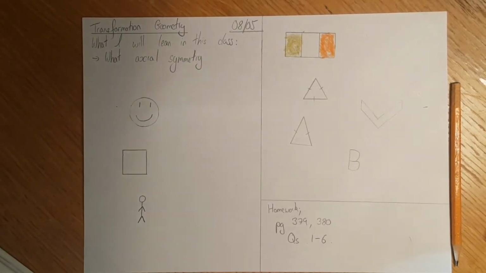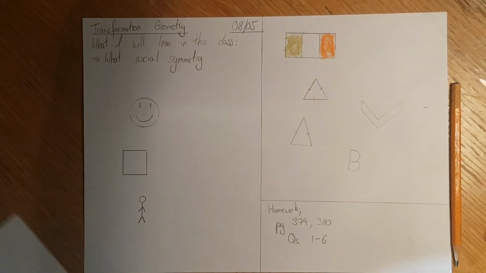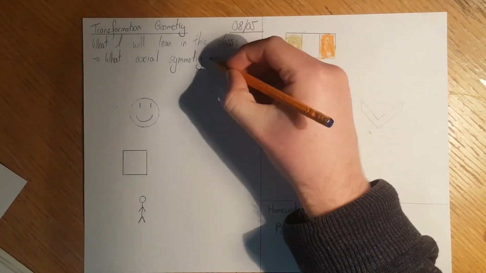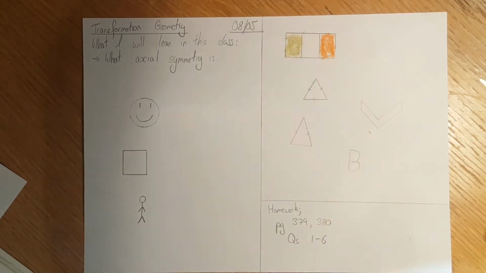Back at you with another one of these transformation geometry classes. Today what we're going to be looking at is axial symmetry. Now, axial symmetry, you've probably already heard the word symmetric, which pretty much just means that it's the same on one side as it is on the other.